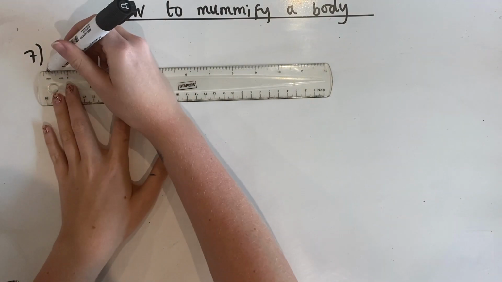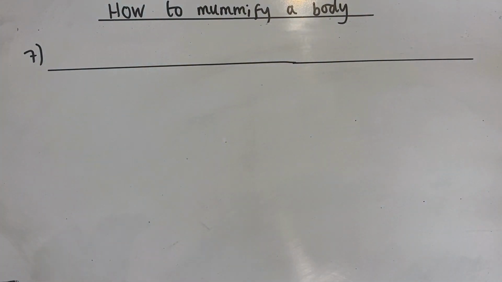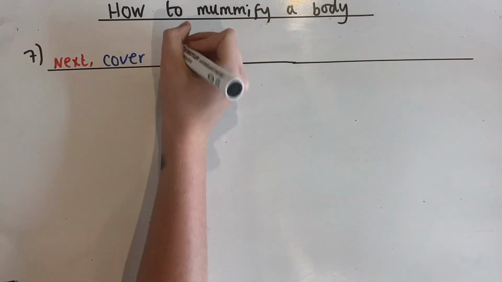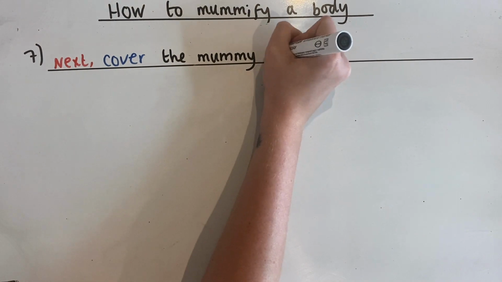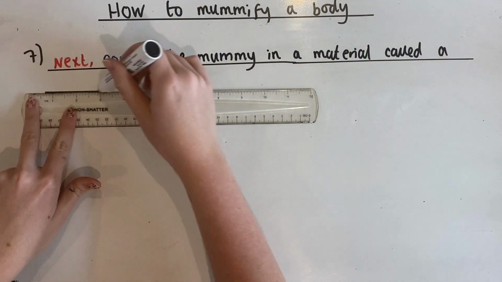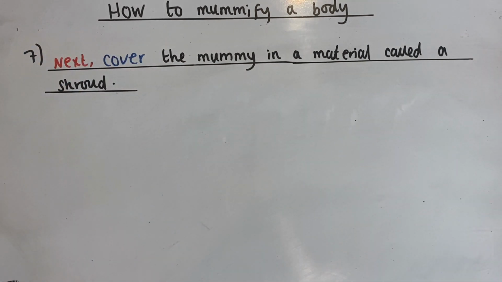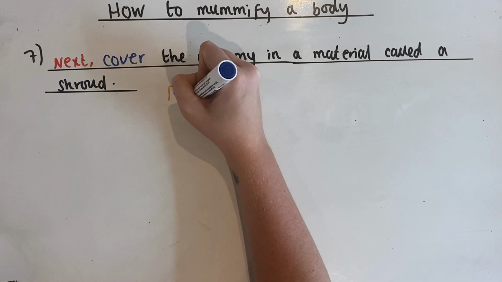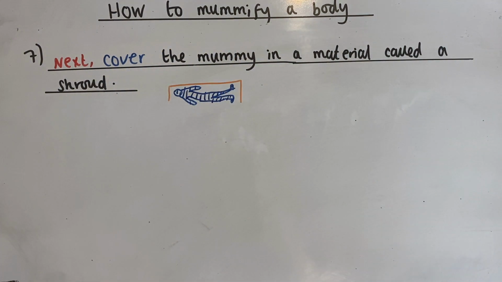Now I'm going to move on to step number 7. I'm going to start with the time connective next. Next, cover the mummy in a material called a shroud. But I've just noticed I've already used the time connective next. Make sure you vary your time connectives. Otherwise, if you're using the same ones all the time, it might get a bit boring. Next up, I need to draw my illustration.